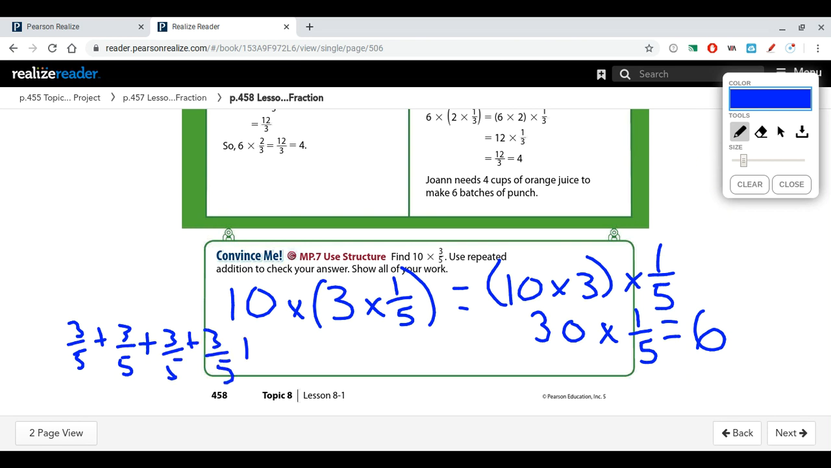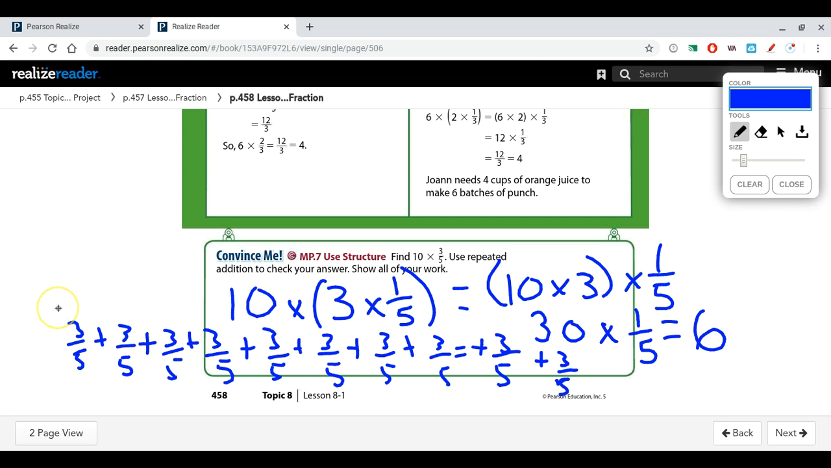So I'm at 4, 5, 6, 7, 8, 9, 10. Got a little messy.